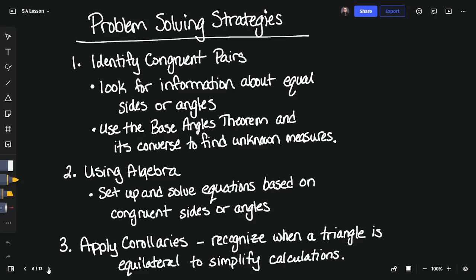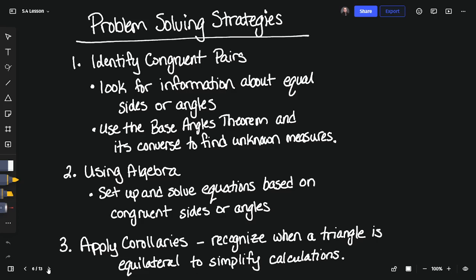So we have a couple of problem-solving strategies that we can use when we're working with equilateral and isosceles triangles. Our first strategy is to identify congruent pairs. We want to look for information about equal sides or angles and use our base angles theorem and converse to find unknown measures. A lot of times they'll give you one piece of information, but that one piece of information can help you find 2 or 3 other pieces of information that will let you solve the problem.